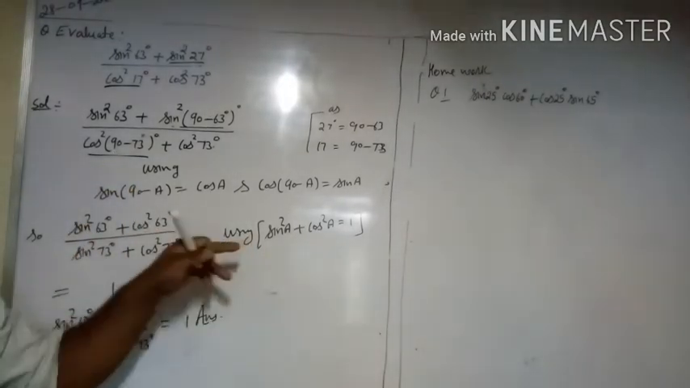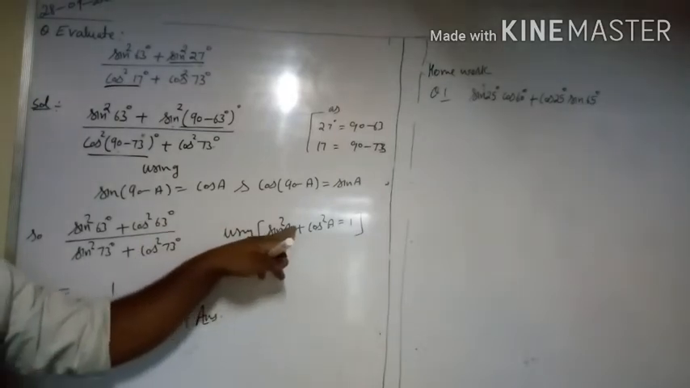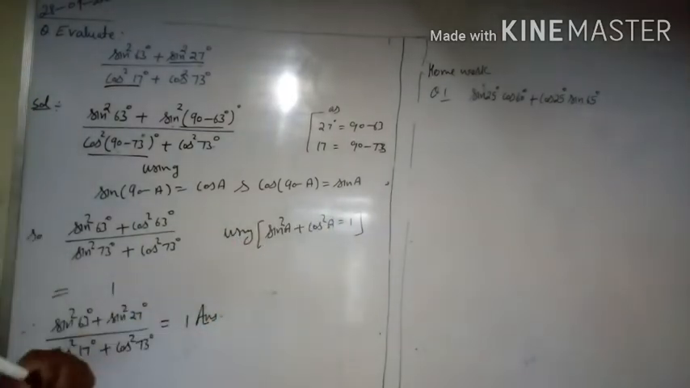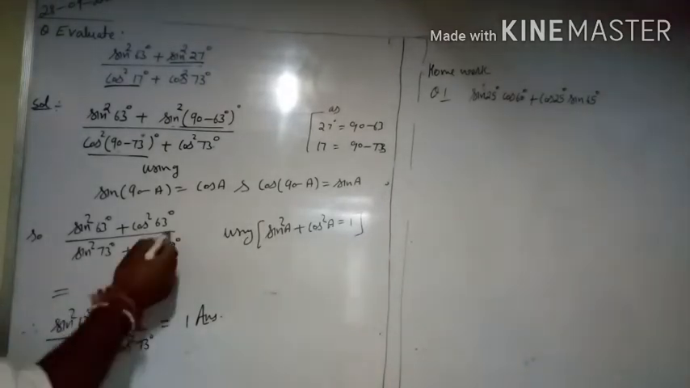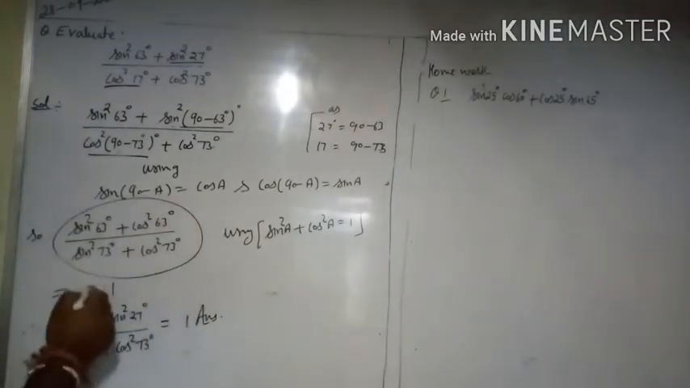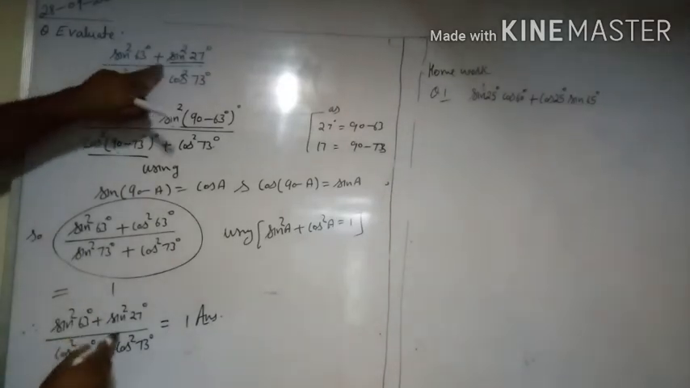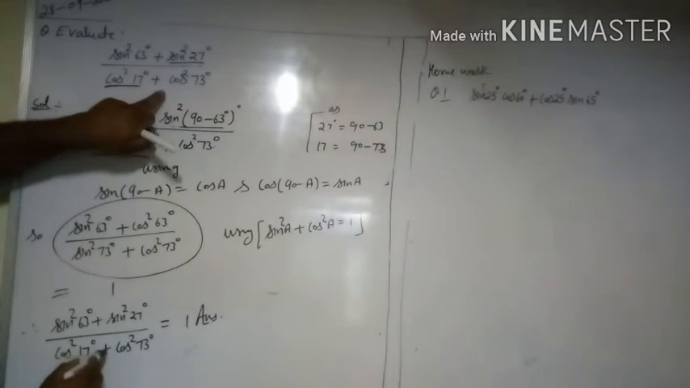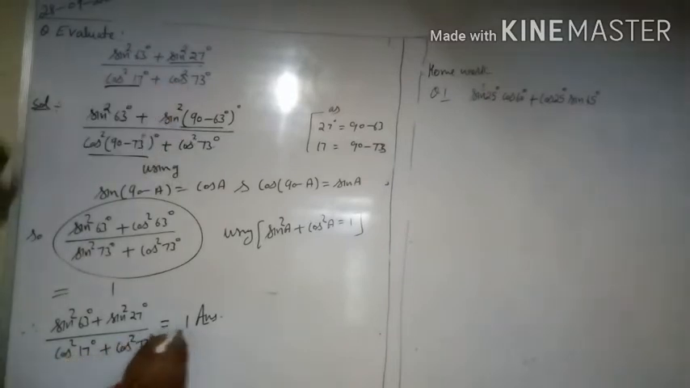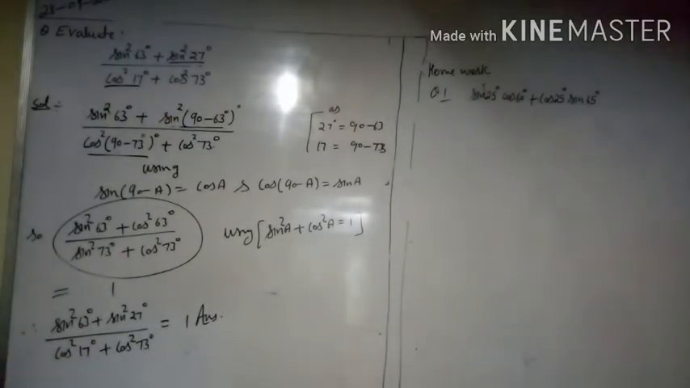And then again we know one identity: sine square a plus cos square a is equal to 1. The value of sine square a plus cos square a is equal to 1. So it means the value of this whole is equal to 1. This implies the value of sine square 63 plus sine square 27 degree upon cos square 17 degree plus cos square 73 degree is equal to 1. So the answer to this question is 1.